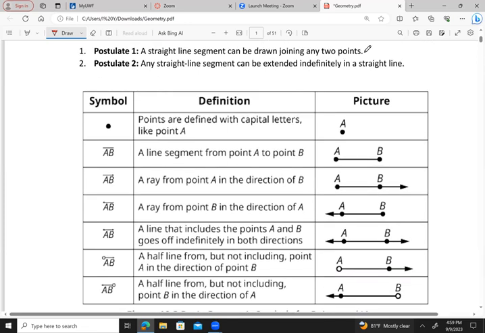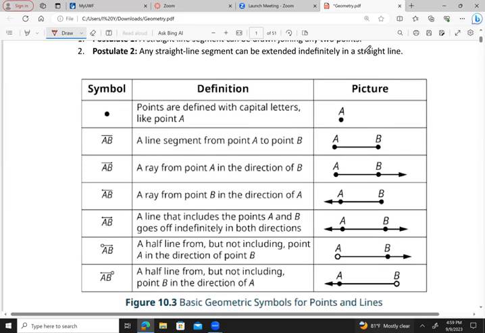So let's look at definitions and how they're symbolized in an example. So we start out with a point, which is just a dot, and they're defined with capital letters like point A. Then we have a line segment from point A to B. Note the little line over the AB. A ray from point A in the direction of B. Note there's a little arrow there pointing in this direction from A to B.